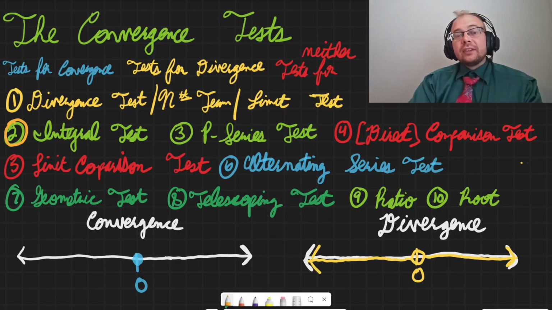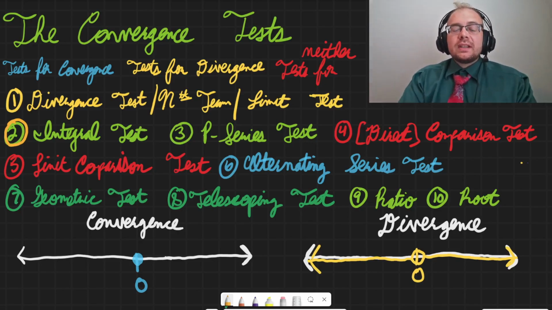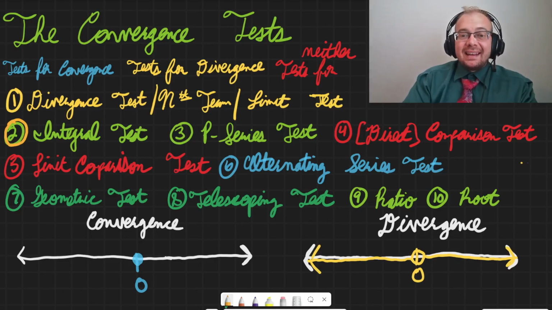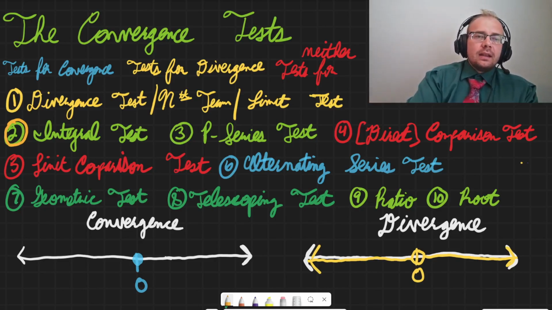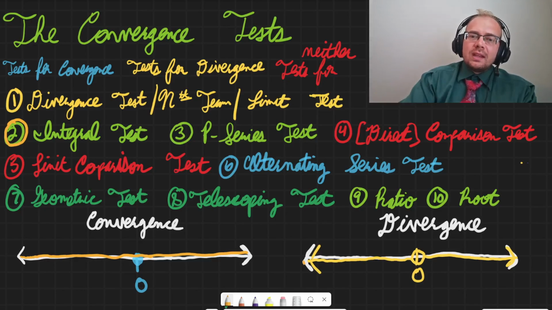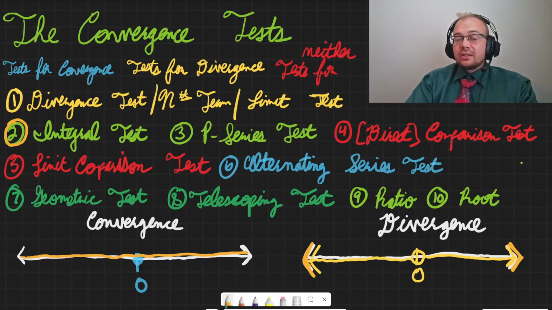The integral test will test for convergence or divergence. Basically, if you get an answer, any finite answer, then it converges. But if you get infinity or negative infinity, then it would diverge. So the integral test is pretty straightforward.